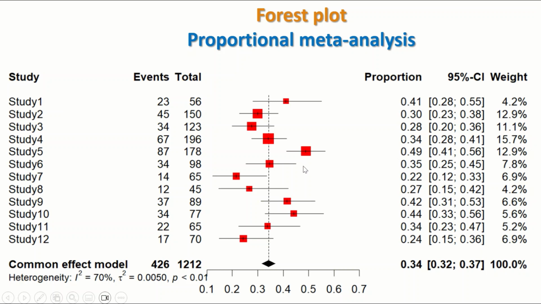And the forest plot from a proportional meta-analysis looks like this format, which is a layout produced from RStudio. Again, a descriptive section, a diagrammatic section, and the overall effect size. And the effect size here is the proportion, as the proportion for each individual study is calculated with a 95% confidence interval, and also an overall proportion from the combined 12 studies with a 95% confidence interval.